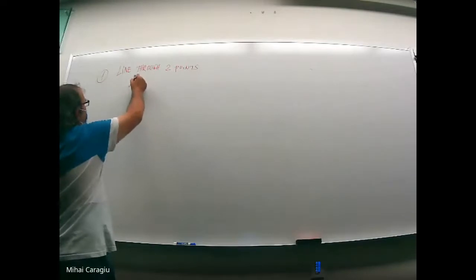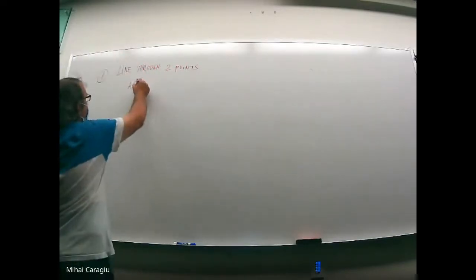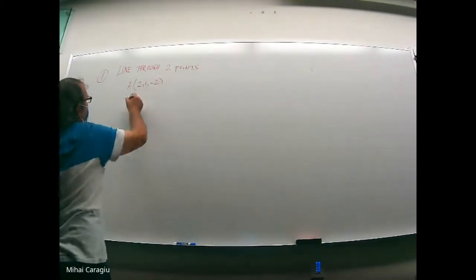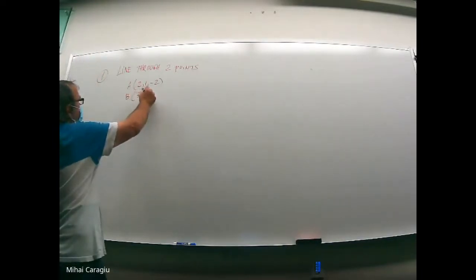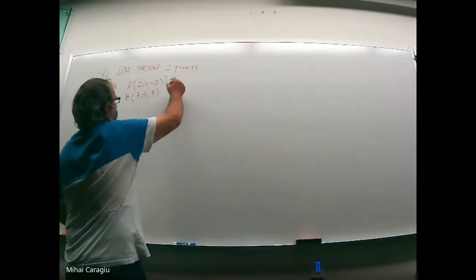So we want to find parametric equations for the line through the point A, let's see, (2, 1, -2), and the point B, let's say (3, 4, 5). To solve this problem, we go directly to finding a directing vector of the line, which will be a vector on the line. So this will be exactly the vector AB.